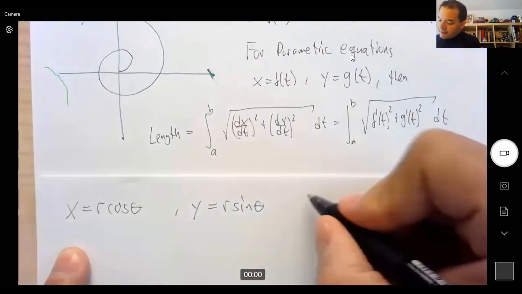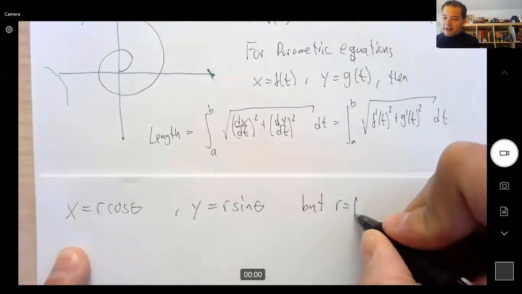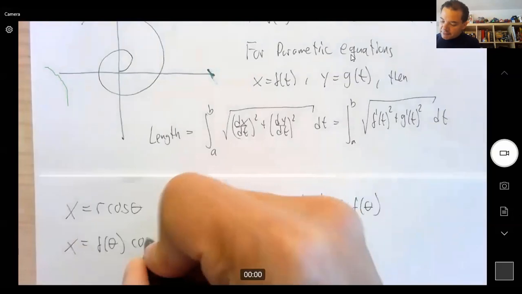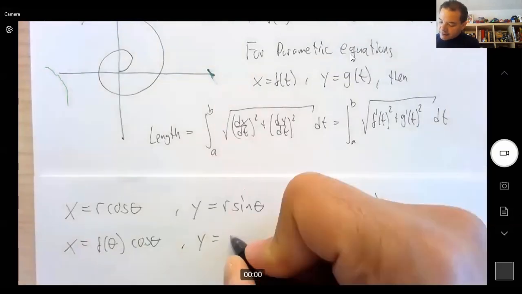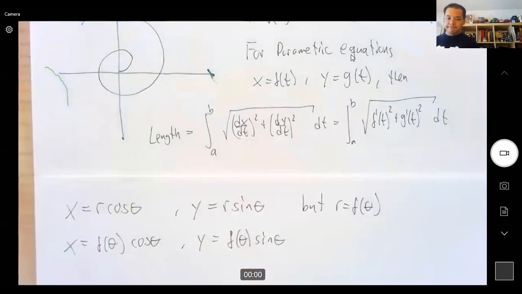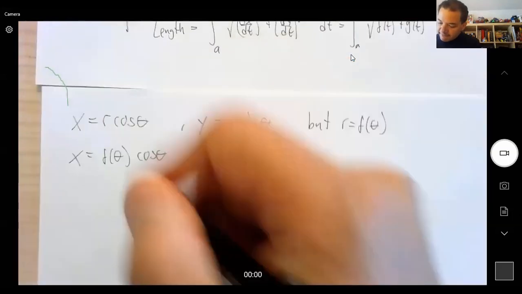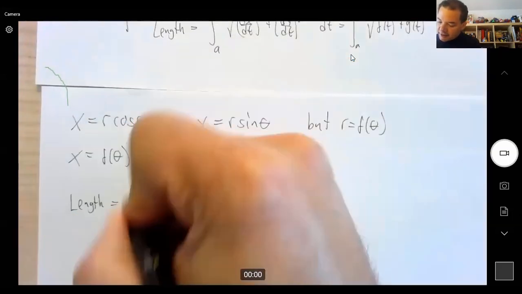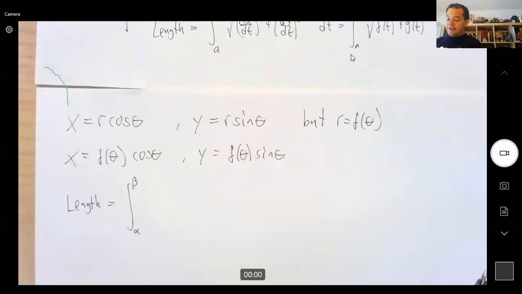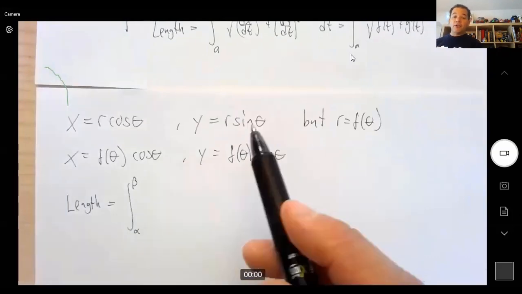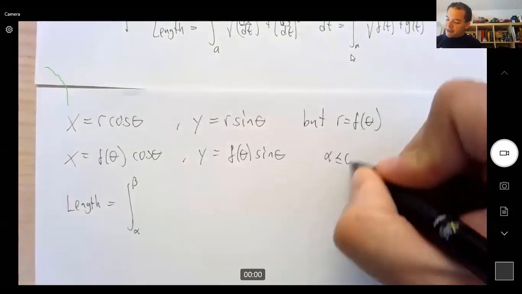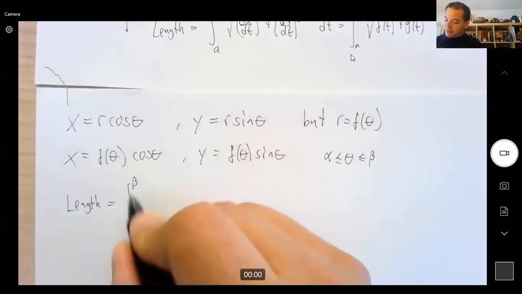But r is a function of theta. So then what we get is x is f times cosine and y is f times sine. So then the length we're looking for is simply this, the integral from alpha to beta. So now the only distinction is we're using theta instead of t, right? It's a parametric equation on theta. So here we ask that theta is a number between alpha and beta. So now our integral will be from alpha to beta.